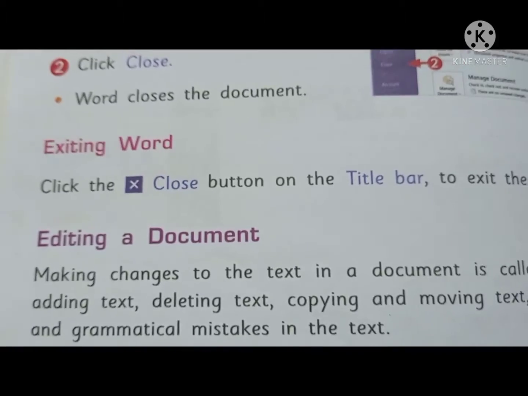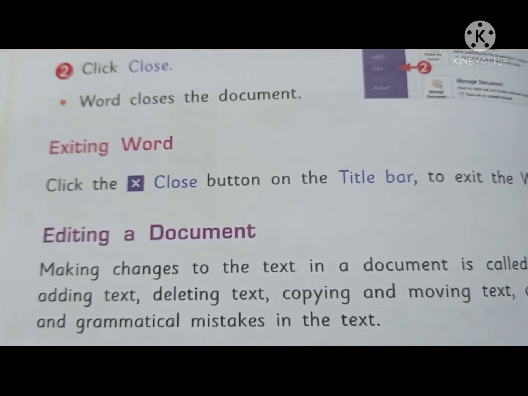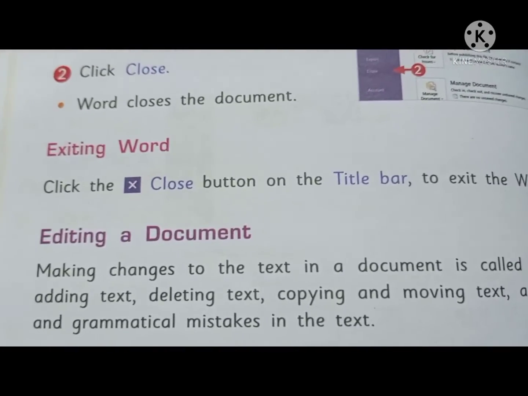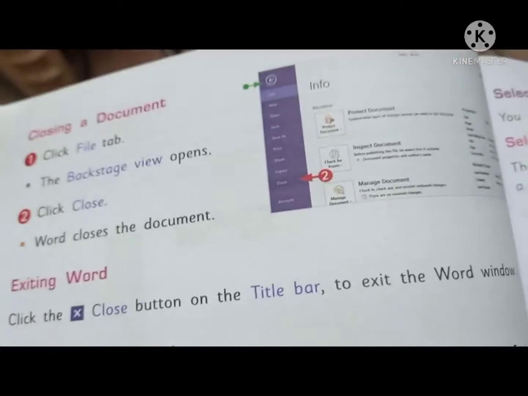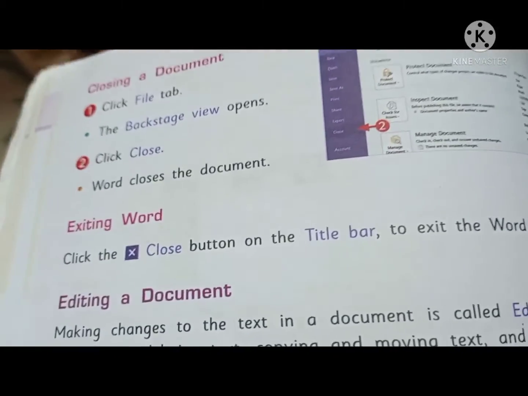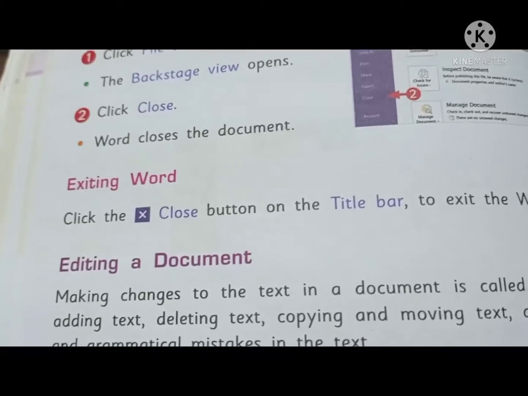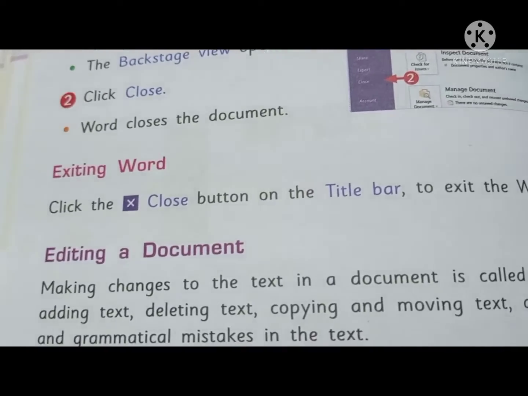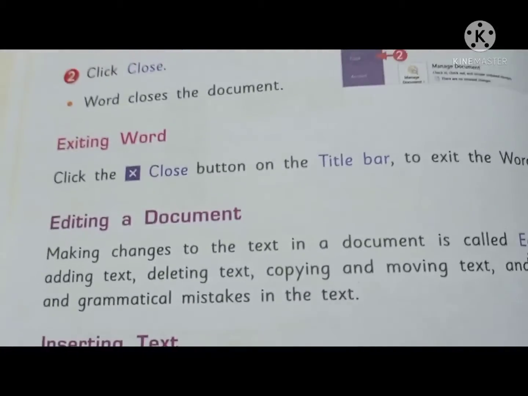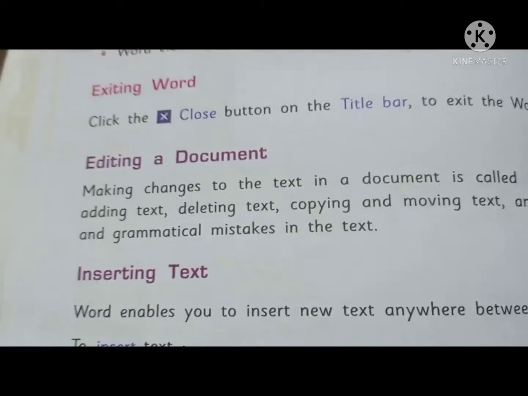If you want to exit Word, the word processor, click the close button on the title bar. In the top right corner of the title bar, you can see a close button. You just click that close button, then you can exit from that window or Word.